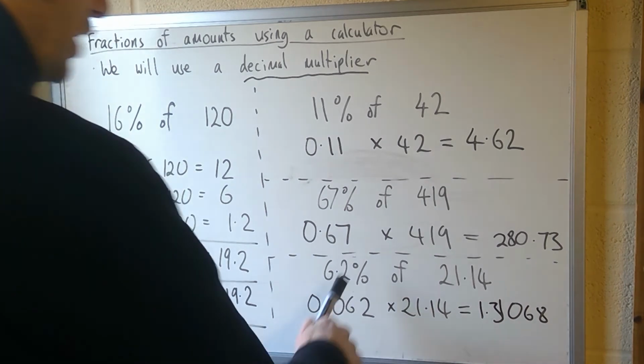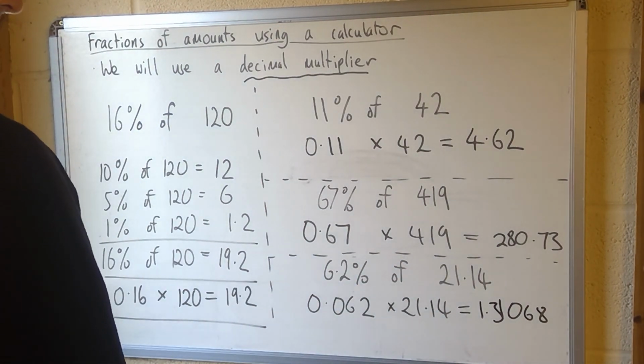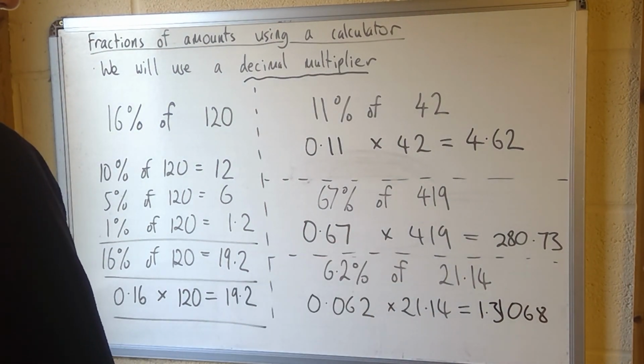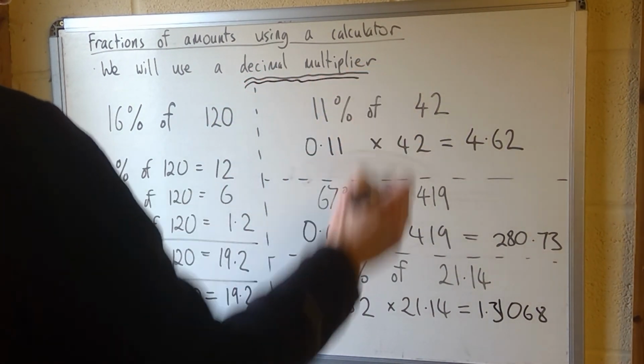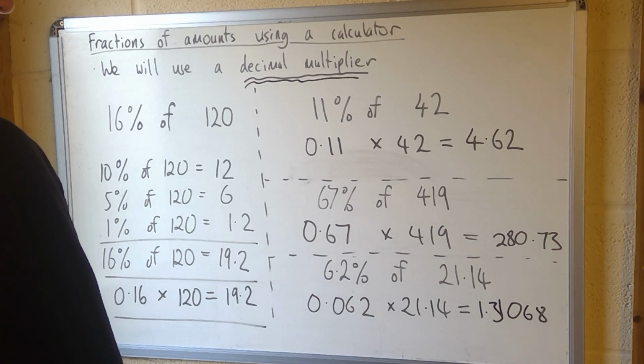and you get the answer 1.31068. It's good to check that it looks about right, that it's approximately the right idea, but using your calculator and using the decimal multiplier can save you a lot of time, and it's a very efficient method.